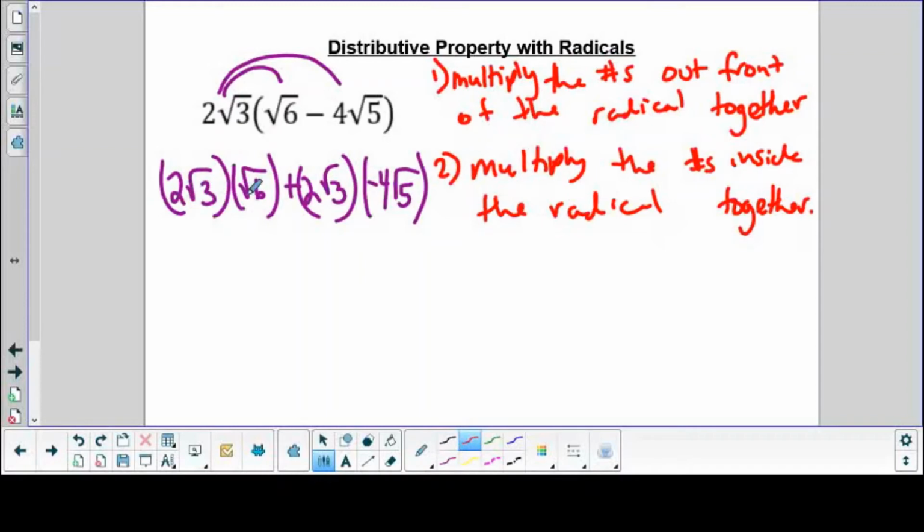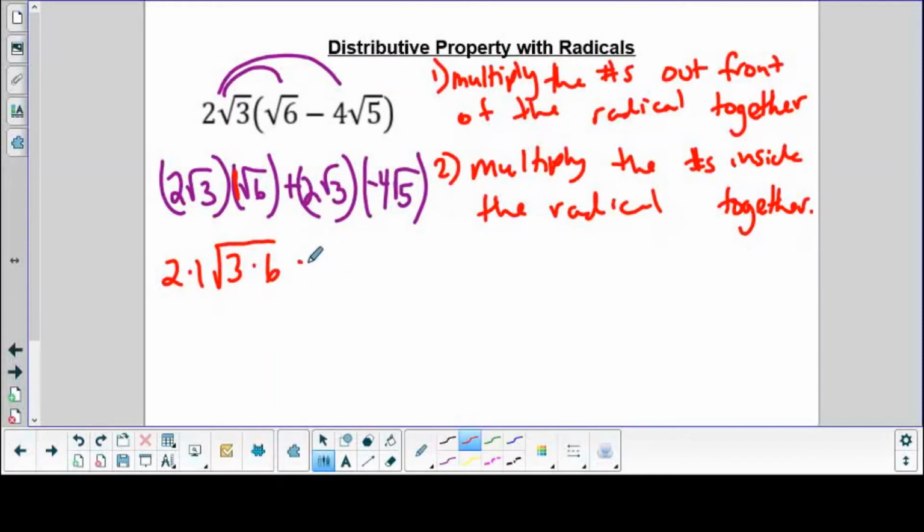In this first group, 2 root 3 times root 6, I have a 2 out front. This next radical doesn't have a number out front; it really has what we would consider a 1, so we could put a 1 there if we wanted to. We multiply the numbers out front together, so 2 times 1. That's your first step. Next, put your square root. Then step 2, multiply the numbers inside, so 3 times 6.